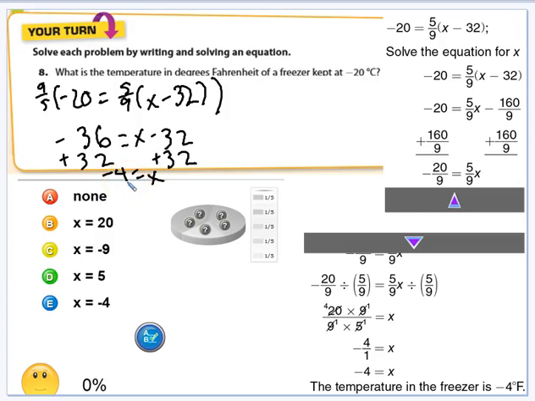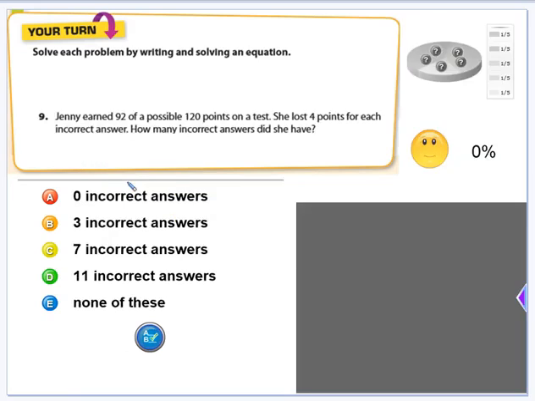Any questions? You already know what to do. Jenny earned 92 of a possible 120 points on a test. She lost 4 points for each incorrect answer. How many incorrect answers did she have? So, possible 120 points. She lost 4 points for each question, so minus 4 points for however many she got wrong. And then she got a 92. Okay?